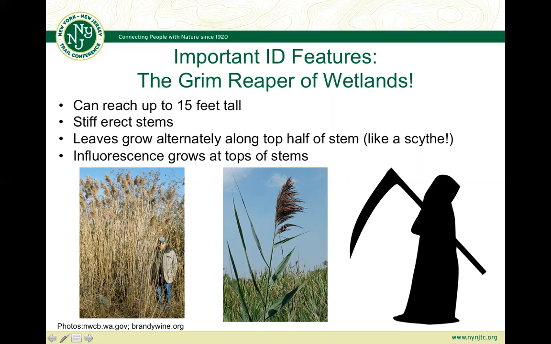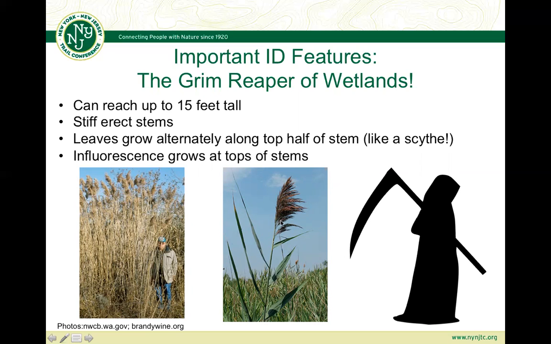And I always like to have little tricks of remembering it. To me, its appearance looks like the Grim Reaper. It's like the Grim Reaper of wetlands type habitats, right? Where this scythe blade is very much like the leaf blade of Phragmites. That leaf grows alternately along the top half, and you can see that it grows on both sides, or it can just grow on one side of that stem. Those leaves are usually 1+ inches wide and taper to a point. So again, that sort of scythe-like blade appearance.